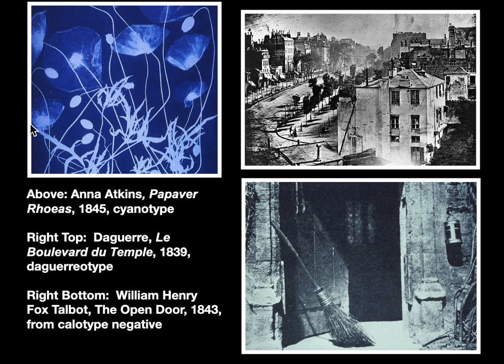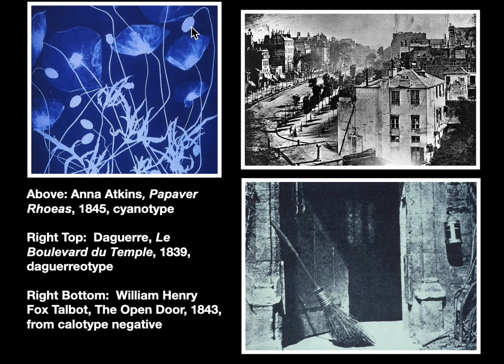Now, the process that they used, the chemicals that they used in the 19th century, left the exposed area of the paper, made it turn blue. And that's where it gets its name, the cyanotype. So cyanotypes tend to have these blue backgrounds, and the objects blocking out the light turn out white.